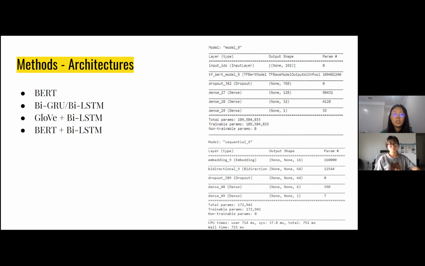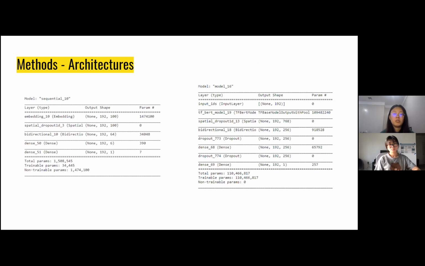So there are 2 pictures showing the first and second architectures. In the first architecture, we have the BERT layer, the dropout layer, and 3 dense layers. In the second picture, we see that there is a simple embedding layer, a bidirectional layer, a dropout layer, and 2 dense layers.